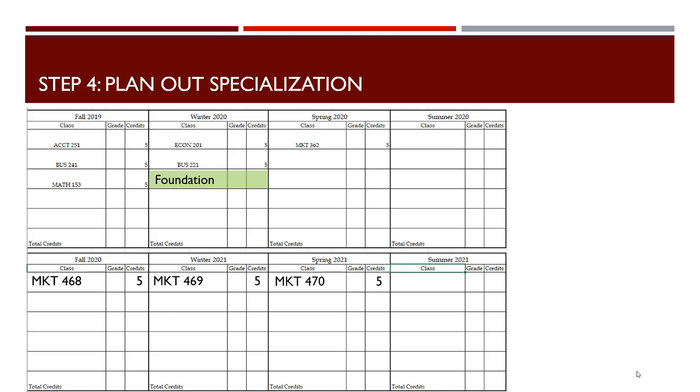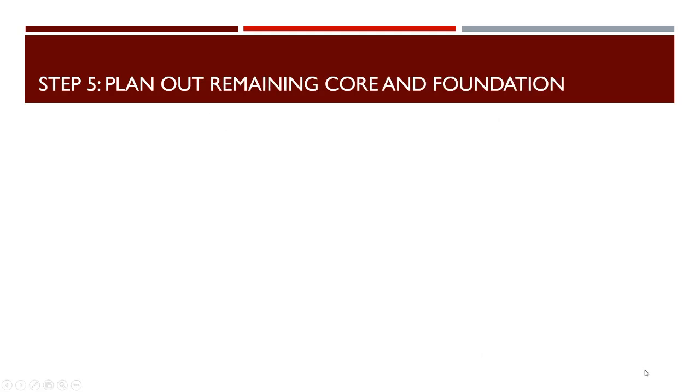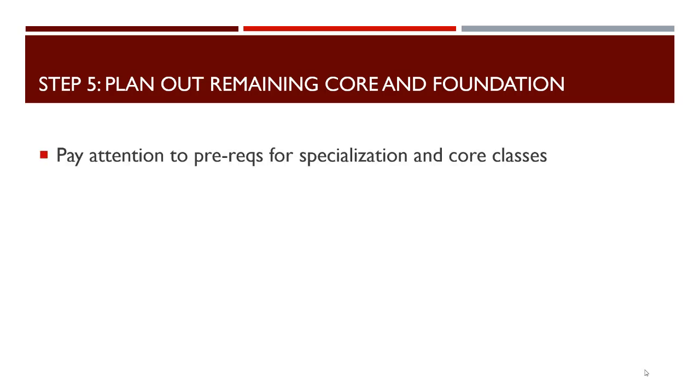After all required specialization classes are planned, the student then enters their specialization electives. In this case, they choose Marketing 376, a winter offering, and Marketing 476, a spring offering. At this point, the student has entered their specialization courses. Now they enter the rest of their requirements, paying close attention to the following. Prerequisites. These drive the order of the classes.